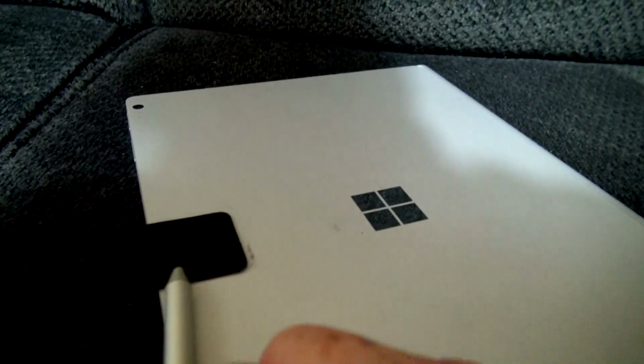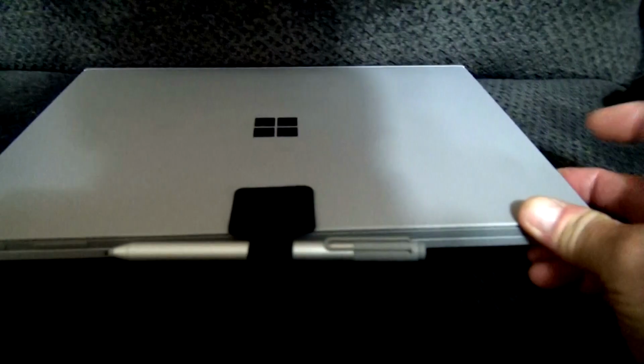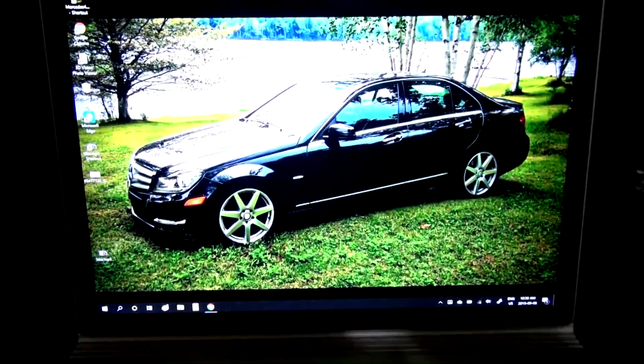But I actually bought some clips from Amazon. They're only cheap. They stick on the top there, so you can put your pen like that, so it won't fall out. So this is a Surface Pro. And what happens is, sometimes it locks up. If you're familiar with these, they lock up and you have to reset it.